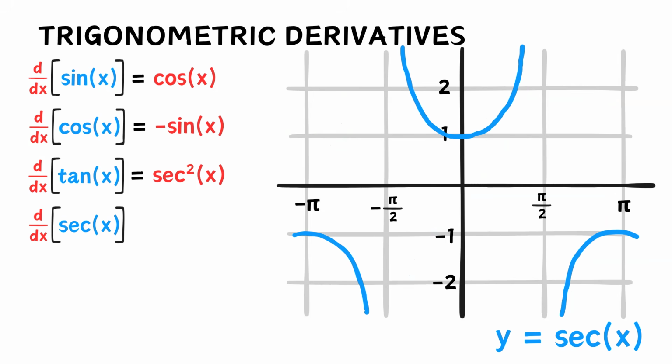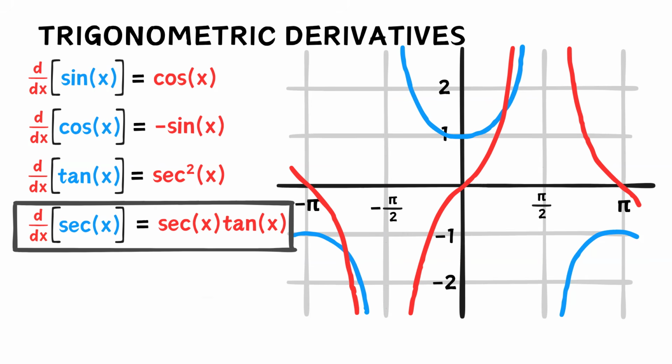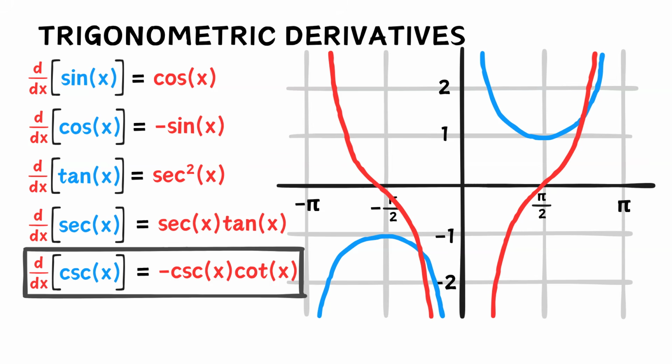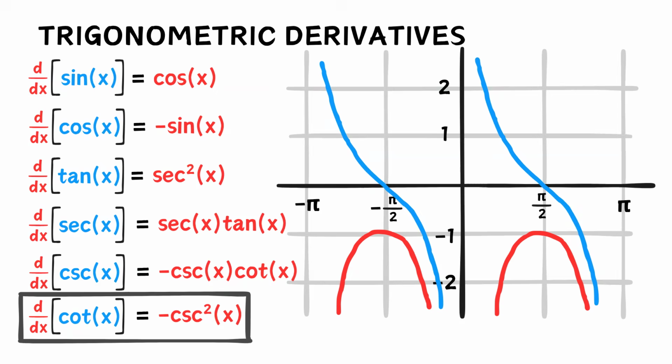And here's secant of x. Since secant of x is defined as 1 over cosine of x, it has vertical asymptotes where cosine of x is 0, such as pi over 2. The derivative of secant of x is secant of x times tangent of x. Similarly, here's cosecant of x, or 1 over sine of x. Its derivative is negative cosecant of x times cotangent of x. And lastly, here's cotangent of x, the reciprocal of tangent of x. The graph of the derivative follows the pattern negative cosecant squared of x.